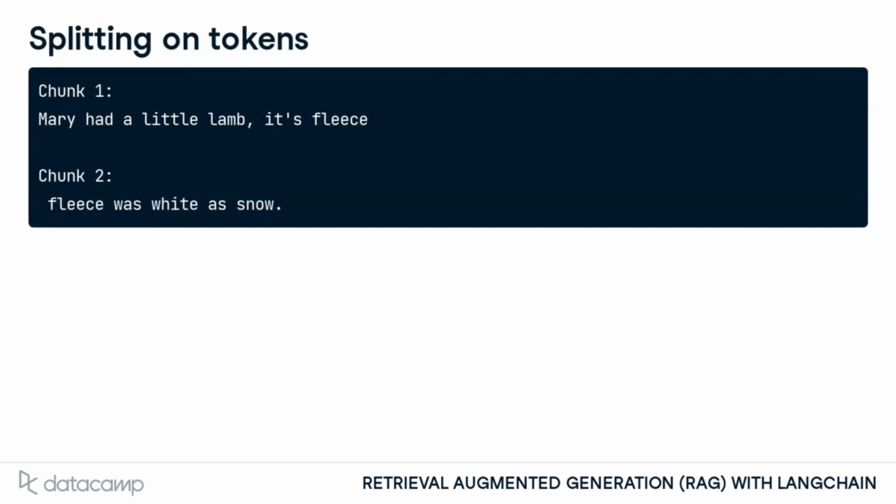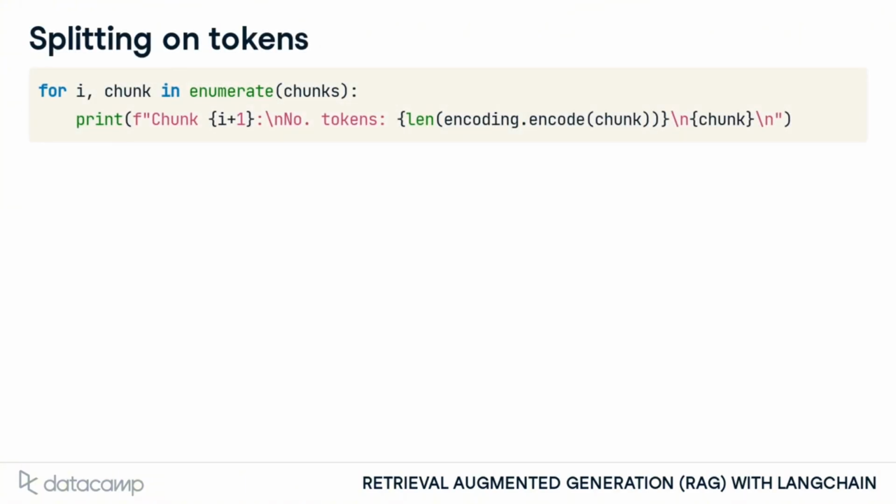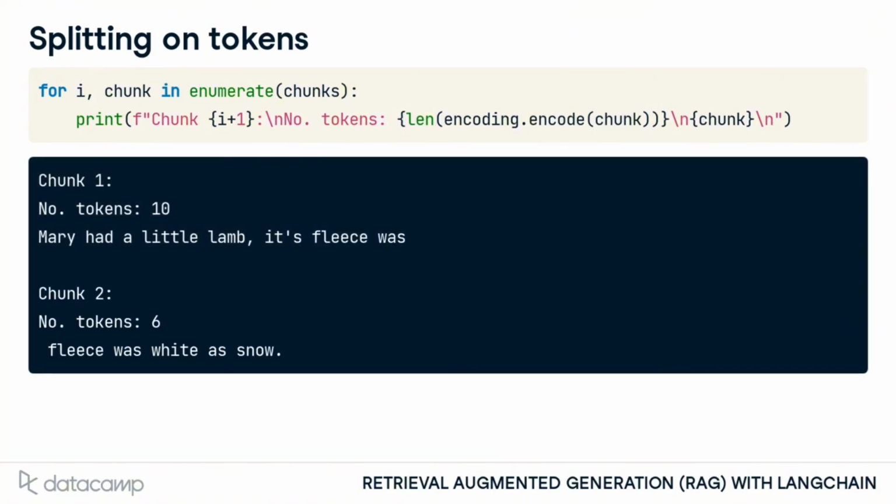This looks good, but were we able to keep the chunk size to 10 tokens? Let's check. We can loop through our chunks, encoding them into tokens with encoding.encode and calculating the number of tokens with len. The first chunk contains 10 tokens, the second chunk has 6, and there's an overlap of 2 tokens. So everything worked as expected.